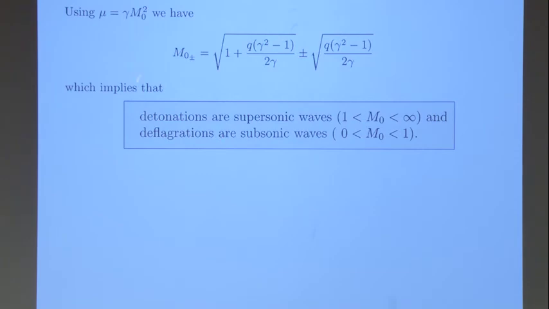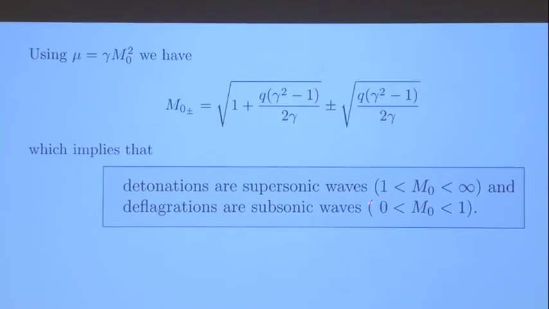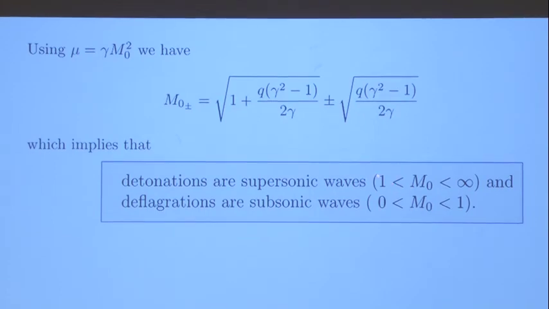Okay. In particular, you can also obtain the Mach number ahead of the wave, which is the more important one because that represents the wave speed. And so what you find is that the two values are obtained here. So it implies that for detonation, M naught is always bigger than 1, and so they are supersonic waves, and deflagrations are subsonic waves. So those are the two properties that characterize the two possible solutions.